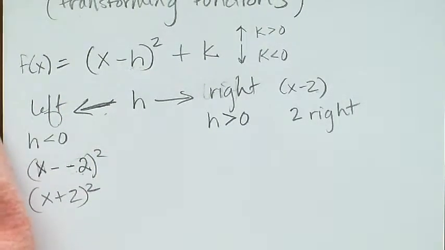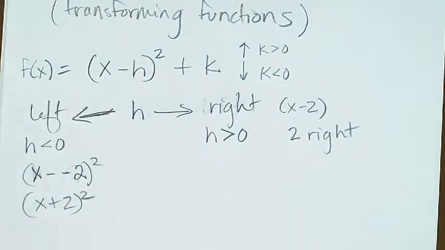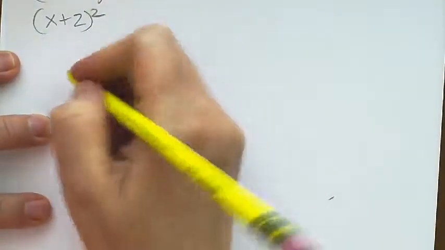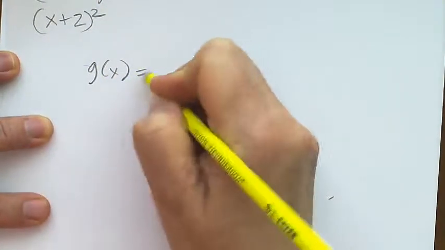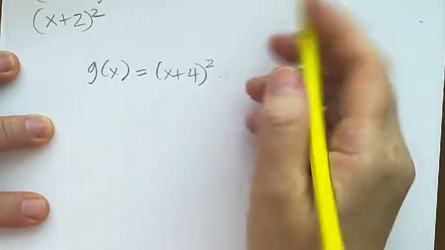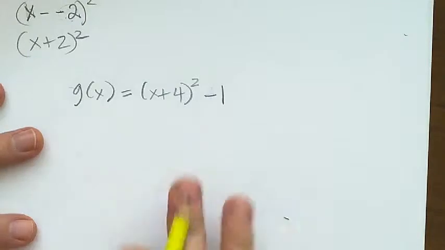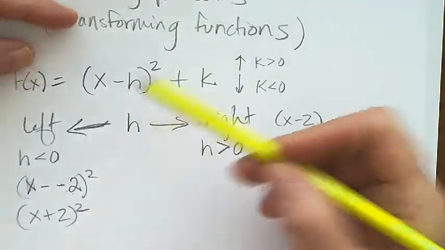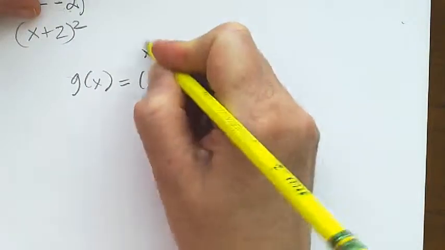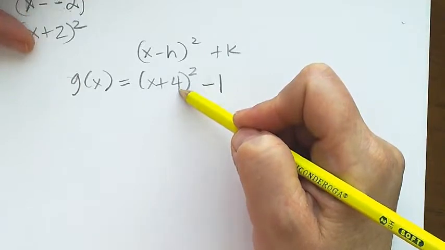And let me do a few examples. Okay, so the first example is minus 1. So I'm going to figure out what H is and what K is. Let's just write this right here. X minus H squared plus K. H is positive. Actually, H is negative 4.